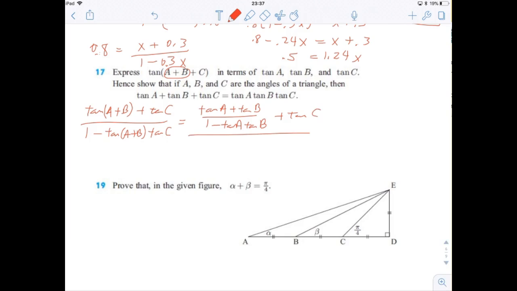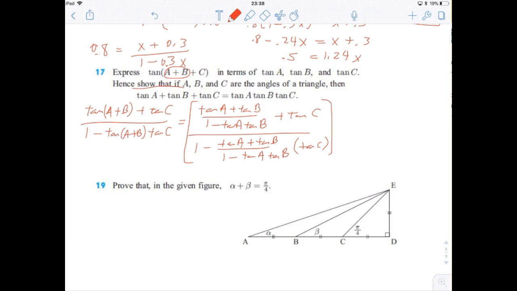And in the denominator, I'm going to have 1 minus tangent of A plus tangent of B divided by 1 minus the tangent of A times the tangent of B, times the tangent of C. Okay, so we just created this monster expression, which is the tangent of A plus B plus C, in terms of tangent of A, tangent of B, and tangent of C. I might be able to simplify this a little bit, but let's see what else they want to know.